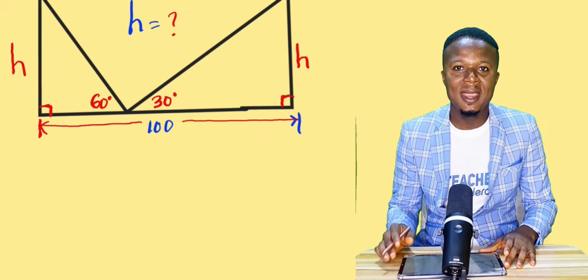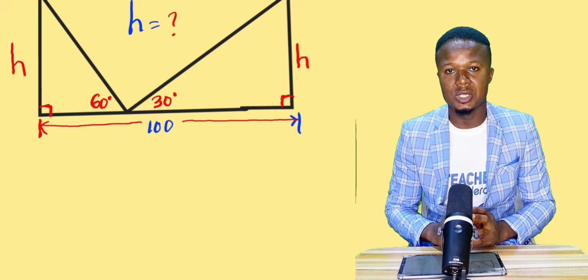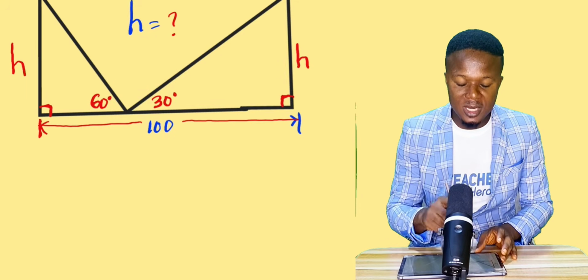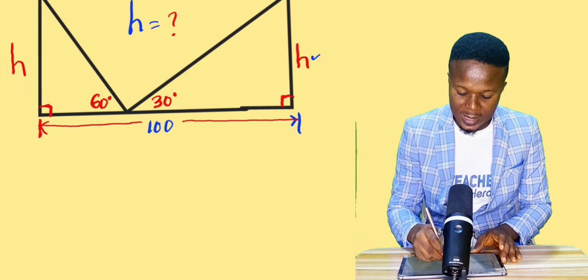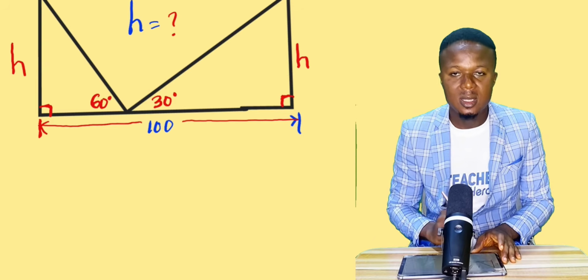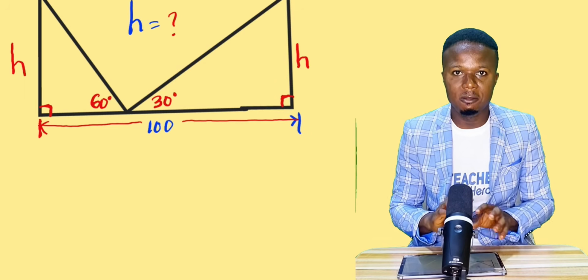Everyone, welcome again to this lesson where we'll be solving this geometry problem before us. This question is saying that we should find the height of this particular shape. You can see the height here, you can also see it here. The two lengths are the same. Now to find this, you have to make a kind of labeling.